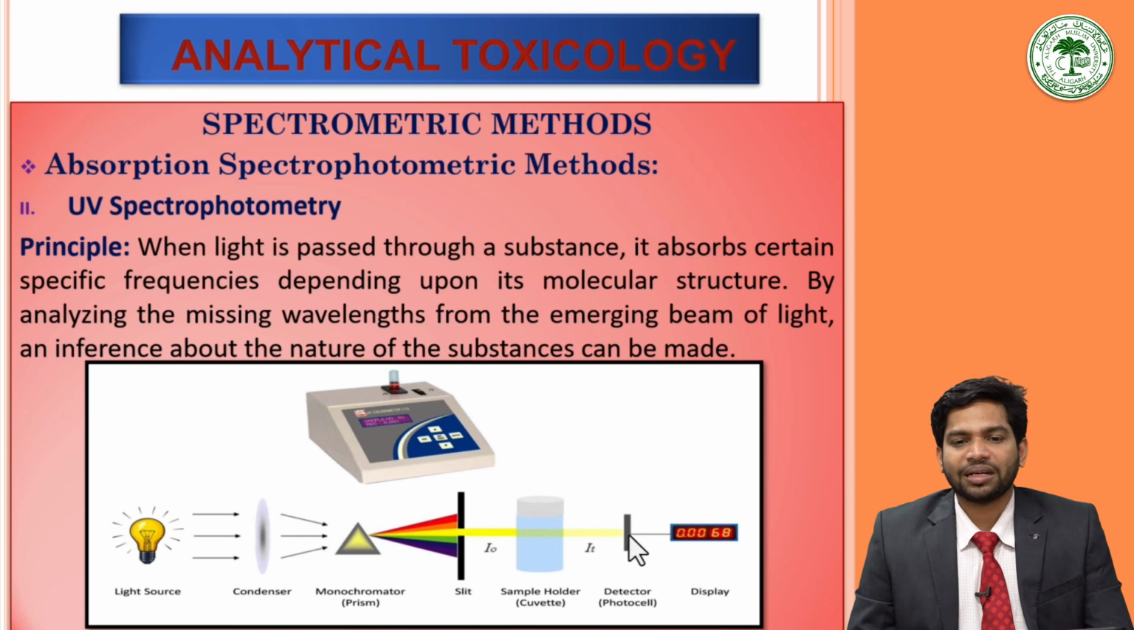That particular spectrum is absorbed. From this we can identify the compound of interest. So the sample is placed in a transparent quartz cuvette in the path of the UV rays which has been selected. The amount of UV rays which transmit through the sample is measured by the detector photocell.